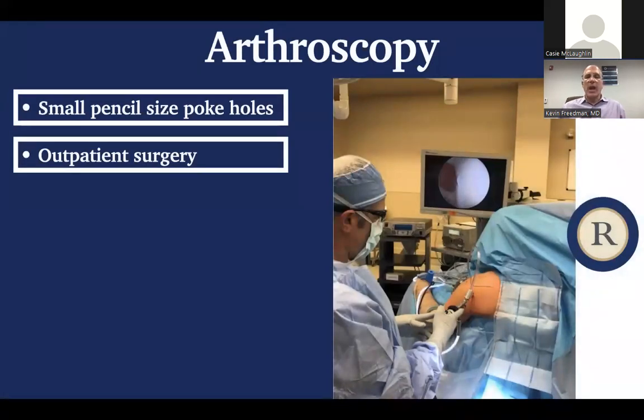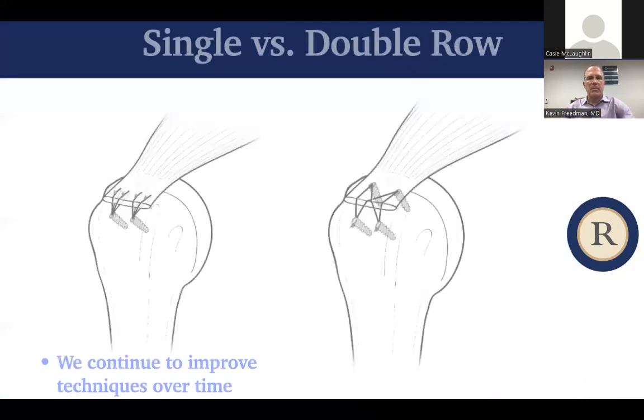How do we do it? In my hands, it's pretty much 99% done arthroscopic. That means we do little poke holes. We have a camera, as you can see in the background here. There's a video that's up there. And so through this video we are able to do all the surgery through these little poke holes. It's nearly always outpatient surgery. You go home the same day. So that's certainly very convenient for patients.